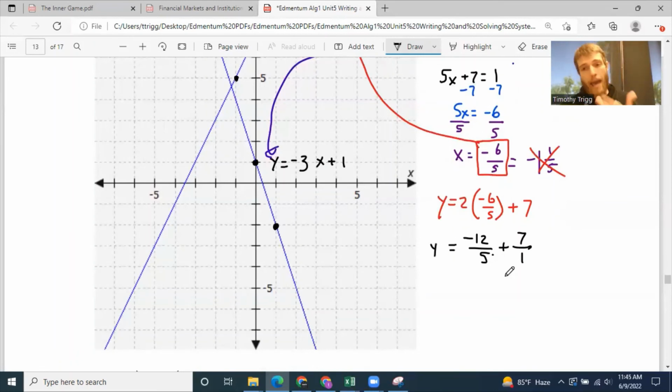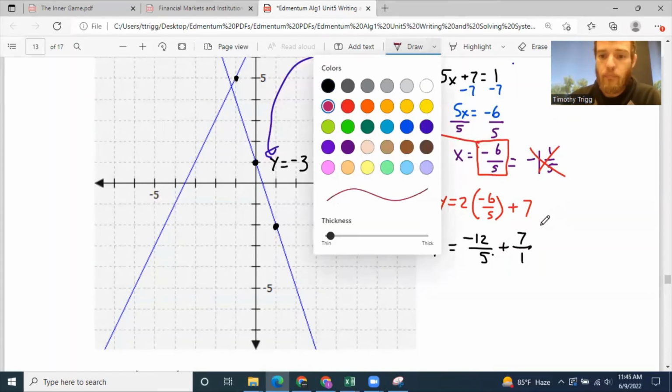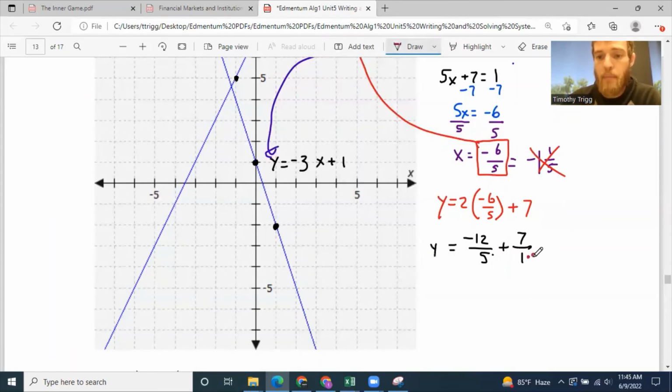Now, when I want to add or subtract fractions, what do we need to have in common? Common denominator. So I'm going to have to change this second fraction by multiplying both denominator and numerator by a factor of 5, which will make our denominators the same. That way they'll both have a denominator of 5. You can see that here. So y equals negative 12 fifths plus 35 fifths.